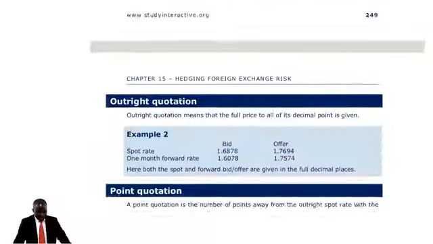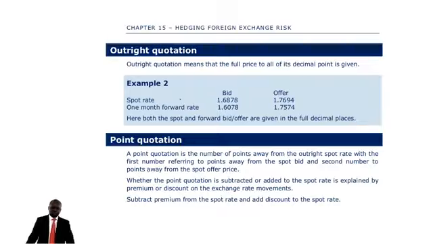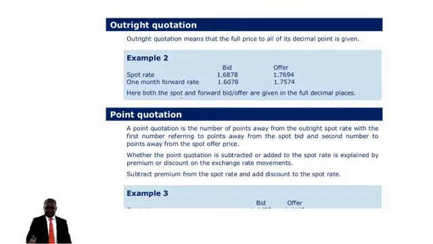That's it. Okay, outright quotation. What is outright quotation? Outright quotation, the exchange rates are normally presented in the form outright. Outright means we are showing the decimal places. So for instance, spot bid rate is 1.6878, 1.7694 for offer. 1 month forward rate, full decimal places given.